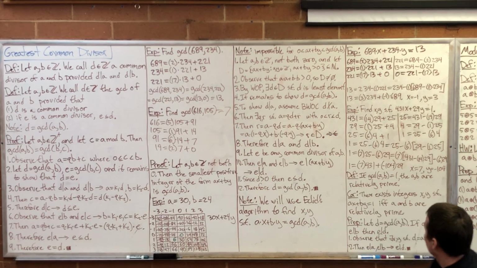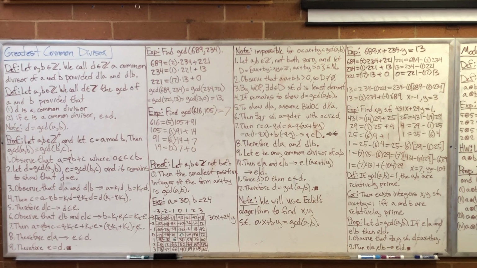Where D was expressed that way, and D will be able to be expressed that way here as well. So yeah, it's the exact same thing. Observe that there exist x and y such that D is equal to those things. Since E divides that and E divides that, E divides D.